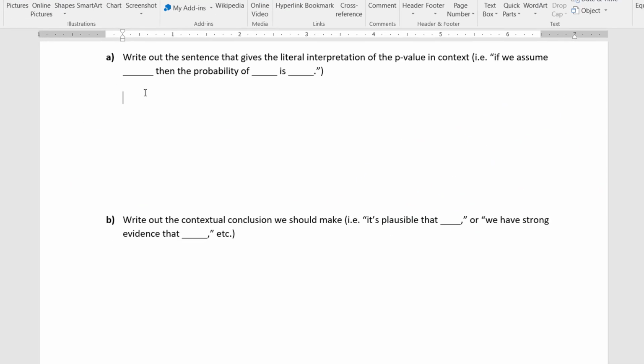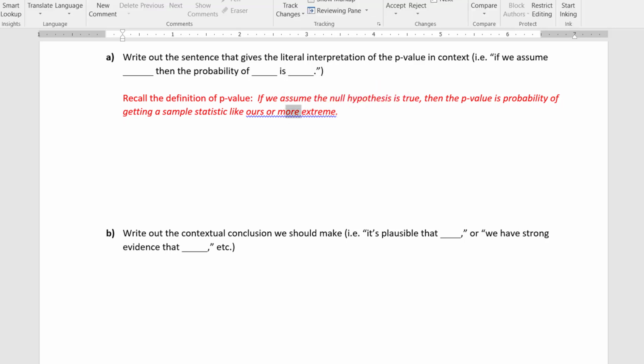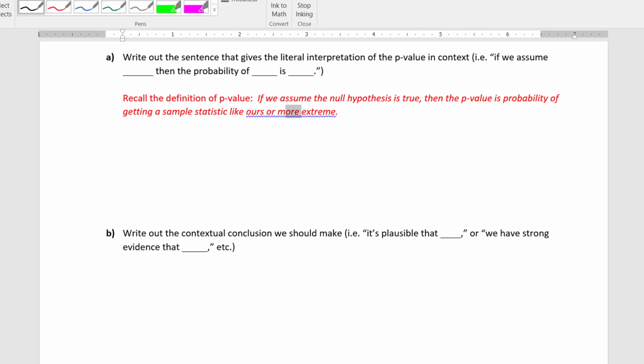All right, let's try part A now. Let's first write down the definition of p-value so that we have it in front of us. The definition we stated on the first page of the lecture guide reads: if we assume the null hypothesis is true, then the p-value is the probability of getting a sample statistic like ours or more extreme. And remember, more extreme means more extreme in the direction of the alternative hypothesis. So this problem is asking you to write a sentence that gives that p-value definition, but in context.